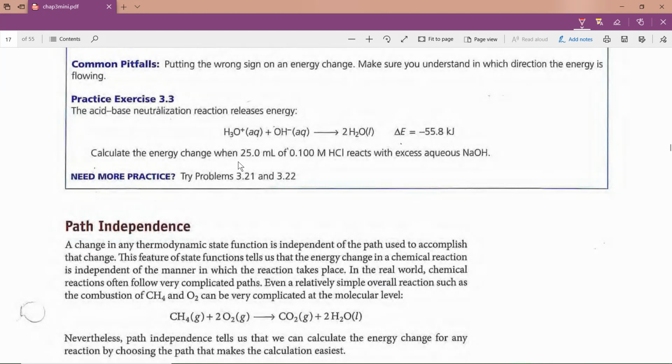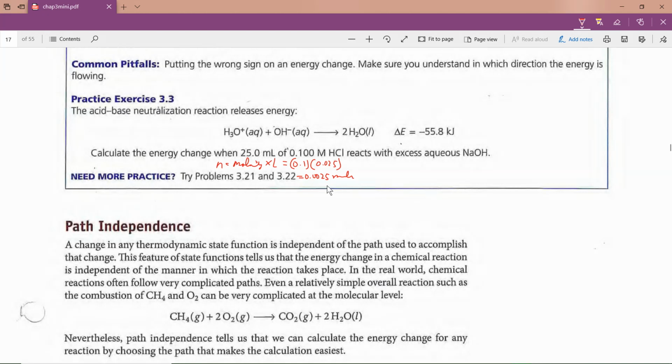So let's see, I want to get moles. So moles is molarity times liters. So it's 0.1 molar times 0.025. So it's 0.0025 moles. Okay?